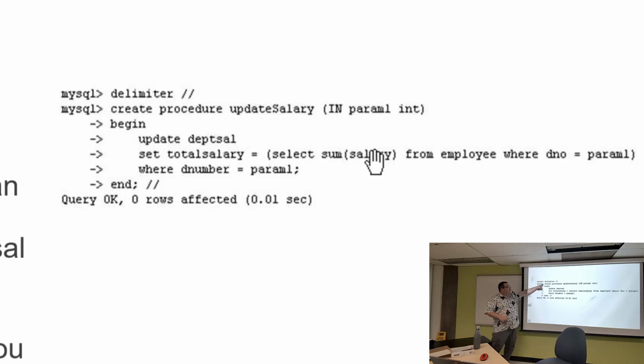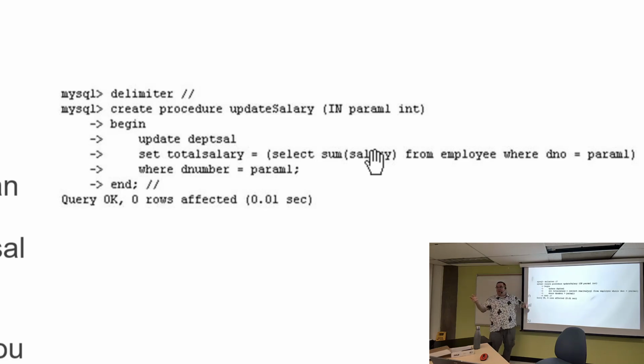Okay. Change the delimiter to double slash. Create procedure, update salary, in parameter, and it's an integer. So this is saying this is a parameter being passed in. It's going to be called param1, and it's an integer. Pretty much looks like a function declaration that you've seen in Python. Well, not quite, actually in JavaScript, more than Python.